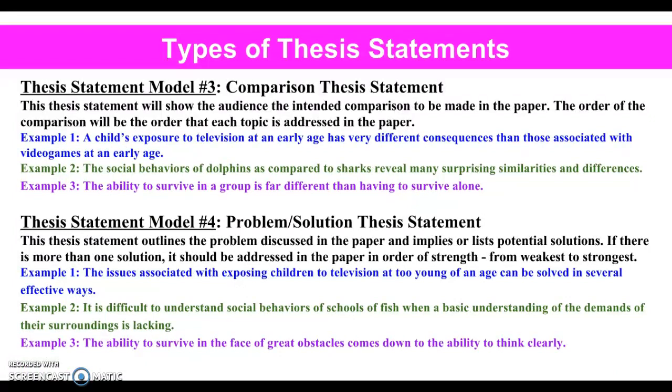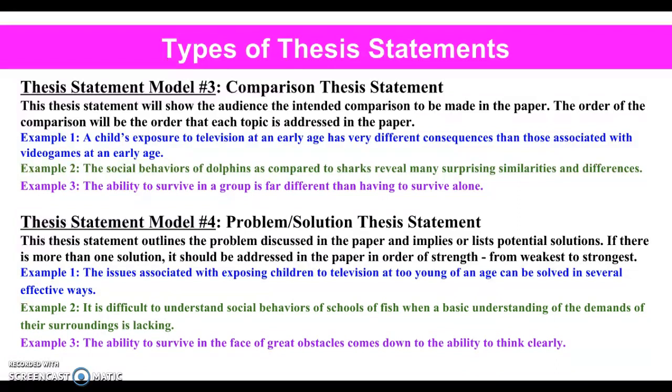In the third thesis statement model, it's a comparison thesis statement. So what this does, it will show your audience the intended comparison to be made in your paper or your project. The order of the comparison is the order that each topic is addressed in the paper or the project. Again, pause the video and read through each of the 3 examples given.